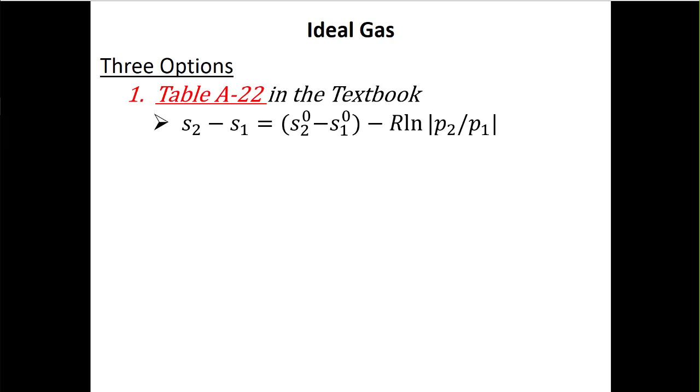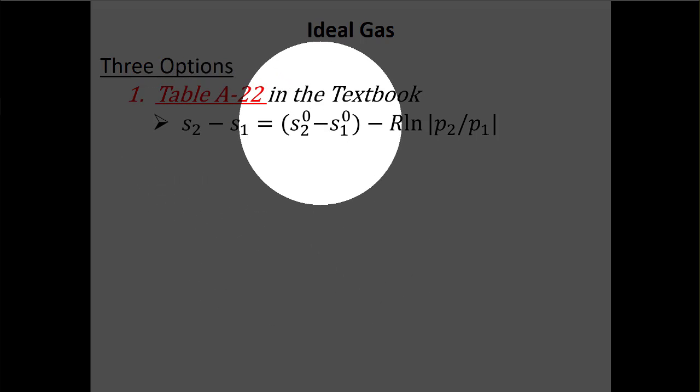Now, things get a little more complicated when we talk about ideal gases. So with ideal gases, we have some options. Just like with H, we can use table A22 in the textbook. So this is a variable specific heat analysis. If you're doing variable specific heat analysis, then you'll have to use table A22. Now, table A22 is a little bit weird when we look in the textbook because it's not going to give you the specific entropy. So this is something that people sometimes mess up.